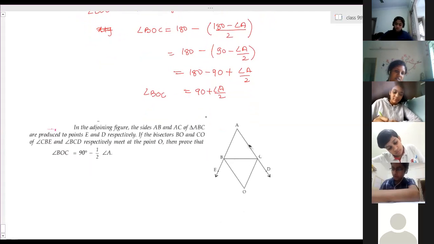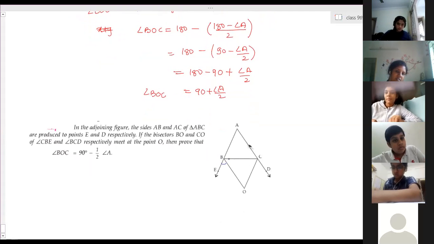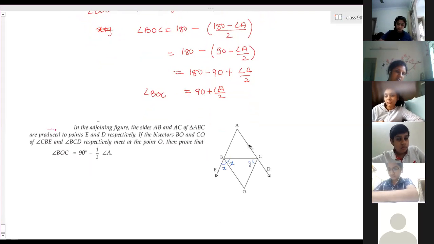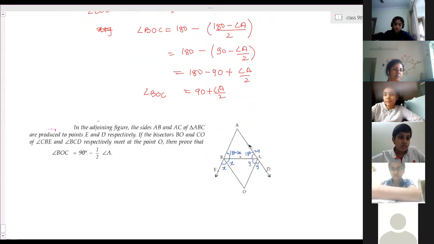Now in this case, this one and this one is a bisector. Consider that as x and x. This is y, this is y. So what is this angle then? 180 minus 2x, and this one is 180 minus 2y. Then use angle sum property to get the value of A, angle sum property to get the value of O, and simplify.